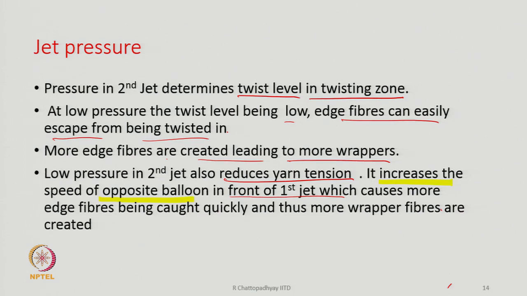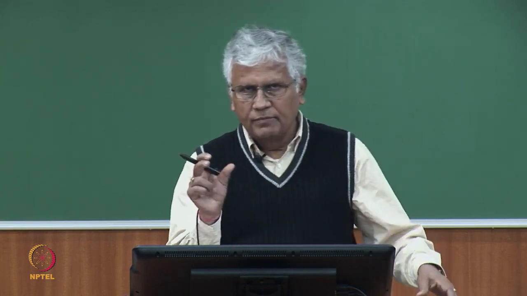See, the yarn trajectory within the jet house is not a straight path. The yarn is actually following a spiral path within the jet also, and outside the jet, in front of the first jet and the front roller, the yarn will be seen to rotate, forming a balloon, small balloon. So, this balloon speed depends upon the pressure of that particular jet, and also depends upon how much tension is there in the yarn. If the tension is high, the balloon will be smaller in size and balloon speed also will be less, and if the tension is low, balloon is going to be little bigger and speed is going to increase.